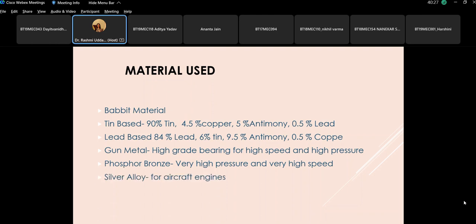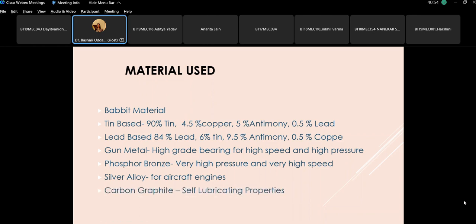Alloy of silver is also used for aircraft engines where again there are so many rotating parts and the bearing needs to have all those required properties at extreme conditions, at very high pressure, maybe at very low temperature, at different humidity, rotating at very high speeds. So these are used for aircraft engines.